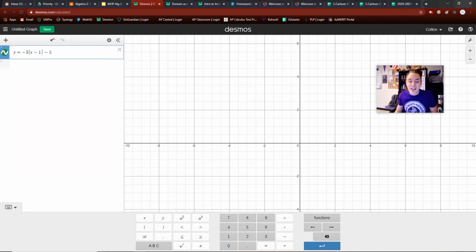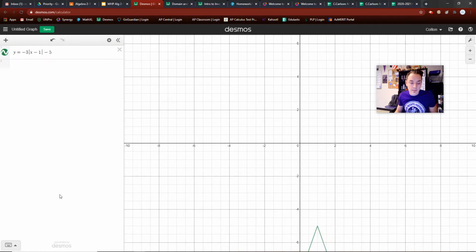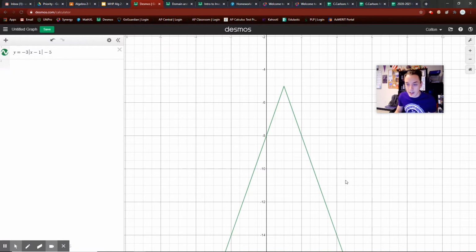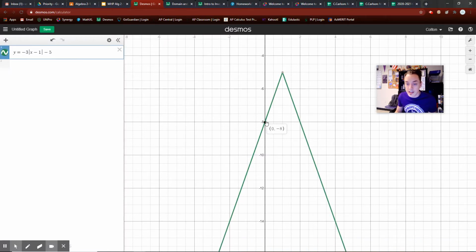Okay, so what does it look like? It's actually very nice. I'm going to scroll up right here. This is what it looks like. This is what we call a vertex. That's your y-intercept. Pretty cool, right?